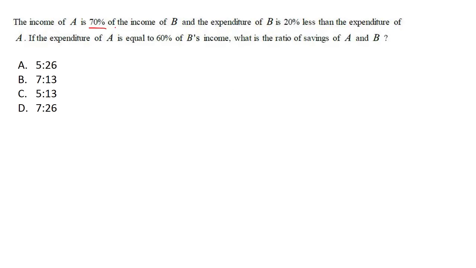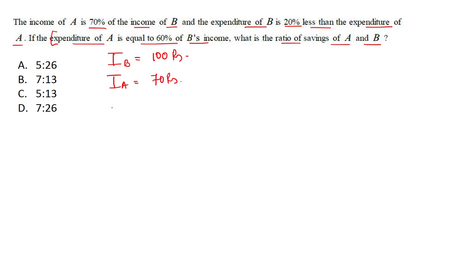The income of A is 70% of the income of B, and the expenditure of B is 20% less than the expenditure of A. If expenditure of A is equal to 60% of B's income, what is the ratio of savings of A and B? Very easy. Let the income of B be 100 rupees. So what will be the income of A? 70% of B, that is 70 rupees, correct?